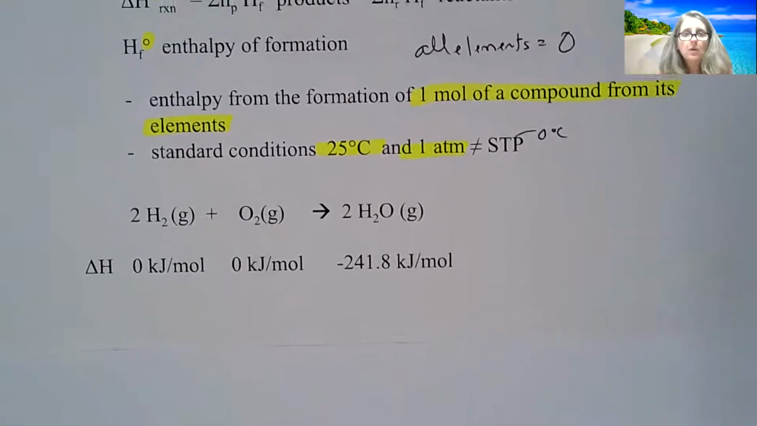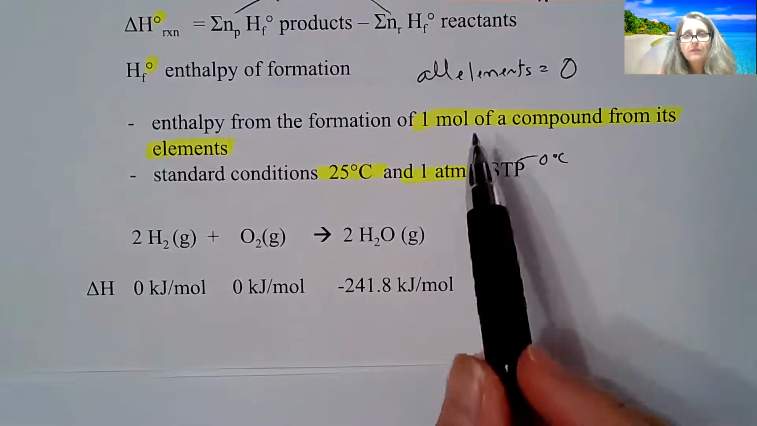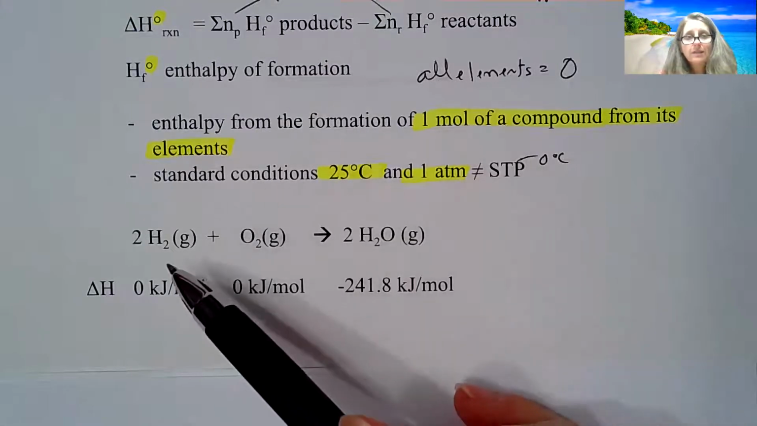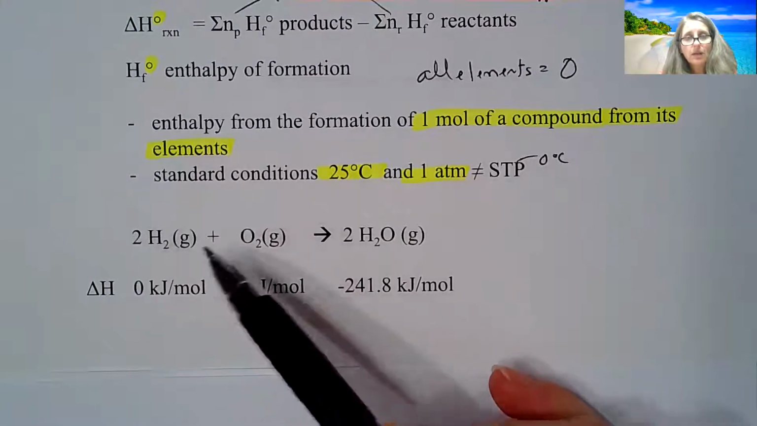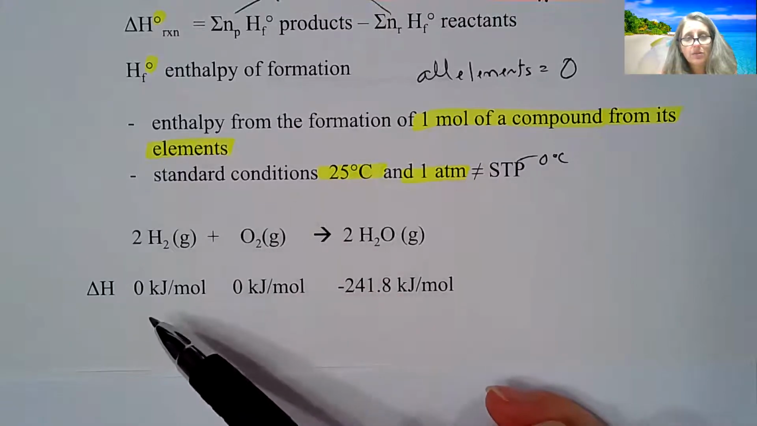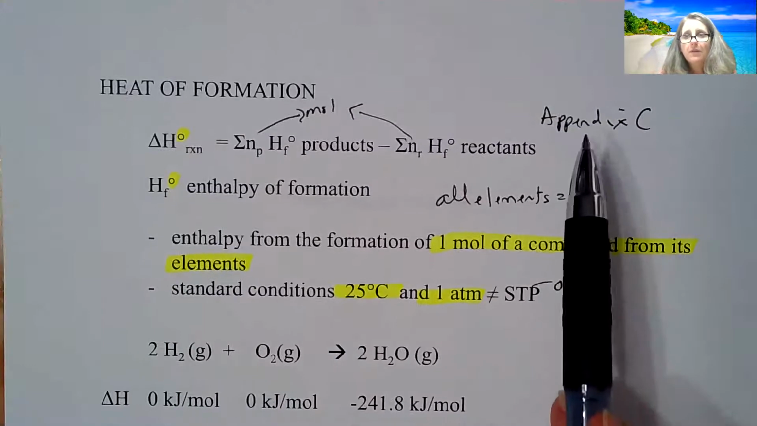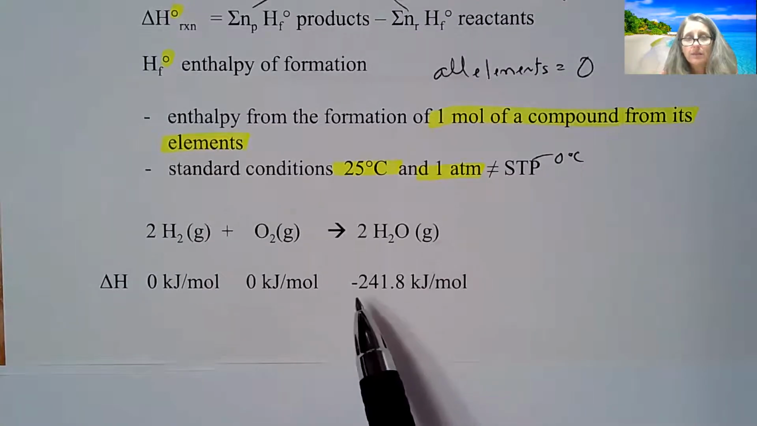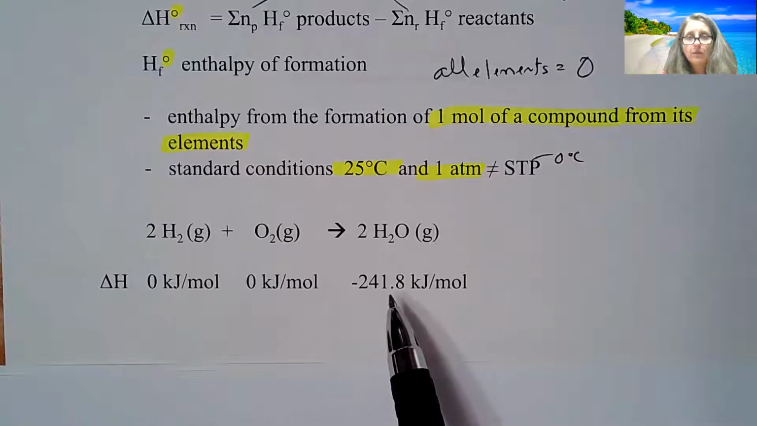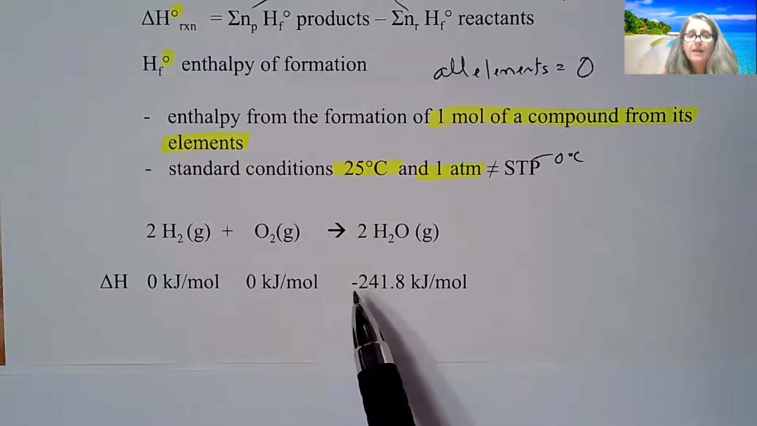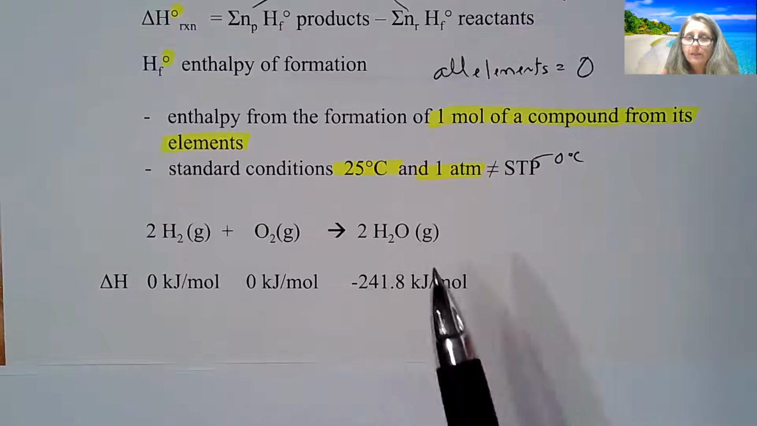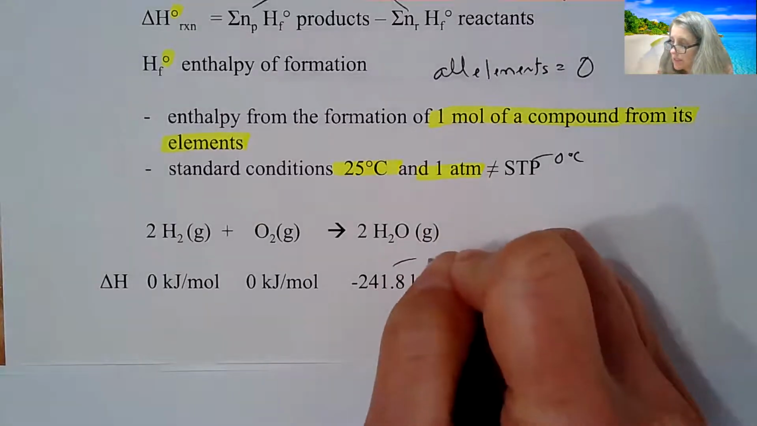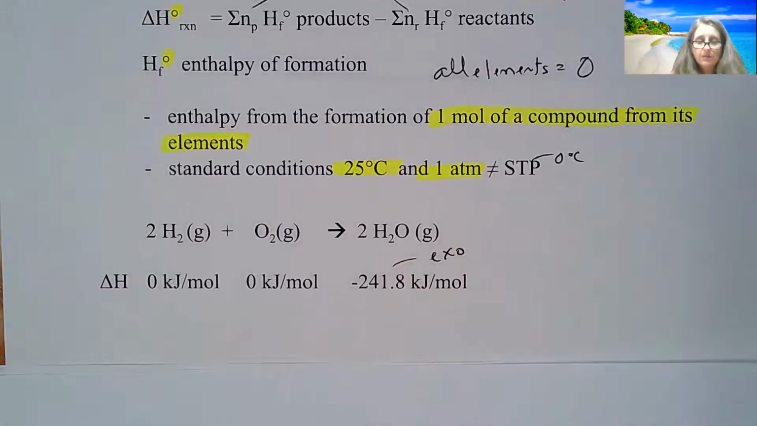Okay. So all elements are going to have a heat of formation of 0. That also includes diatomic. So you will see hydrogen and oxygen both have a heat of formation of 0. If you were to go to Appendix C and you looked up water in the gas form, you would see this number, negative 241.8 kilojoules per mole. That means when water forms, it releases energy. Okay, so this is exothermic. So that is what we call a favored thing that we talked about previously.